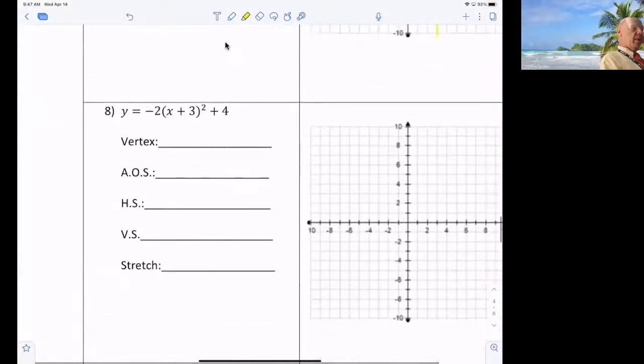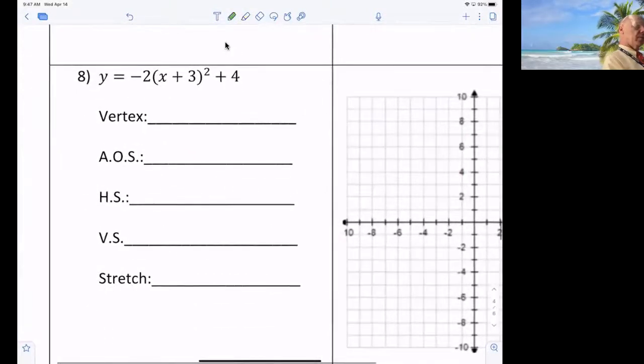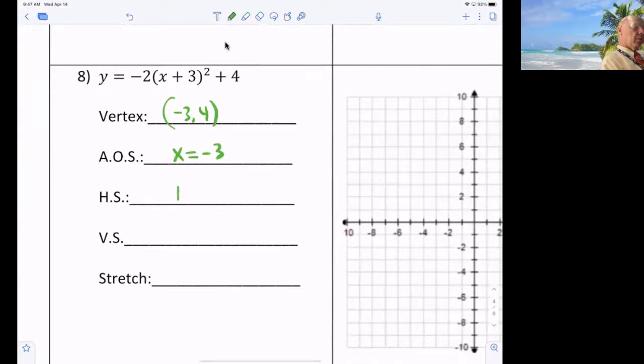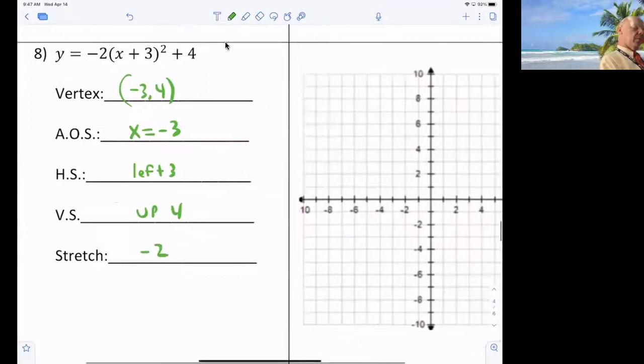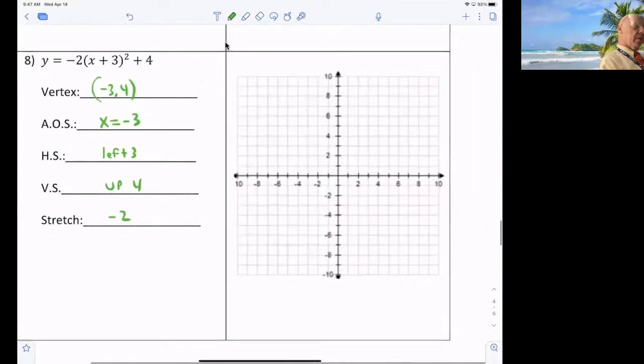All right, number 8. Vertex, axis of symmetry, horizontal shift, vertical shift, stretch. All right, everybody graph it.